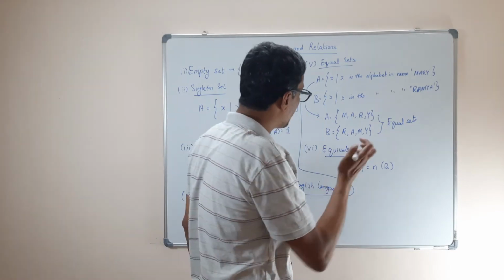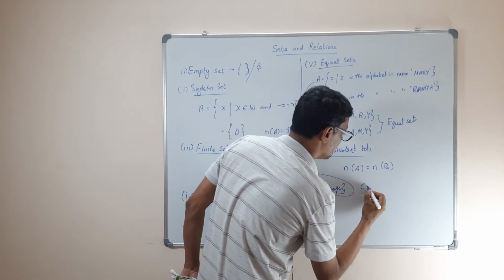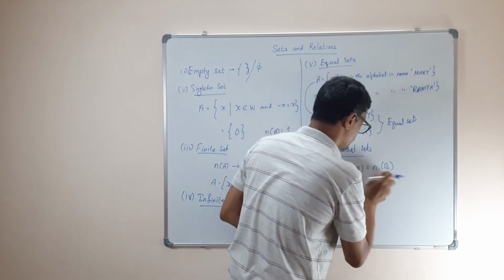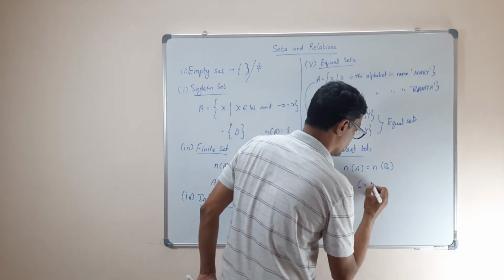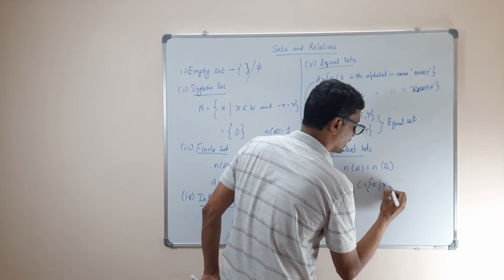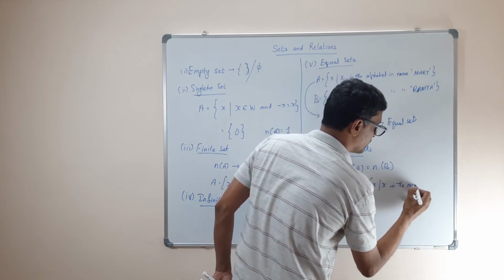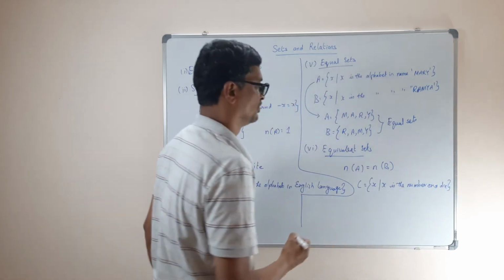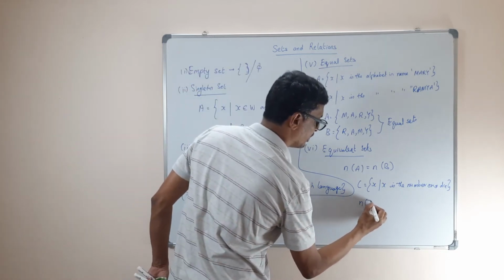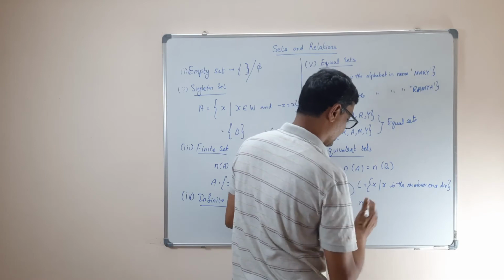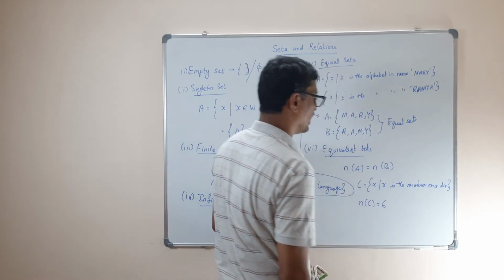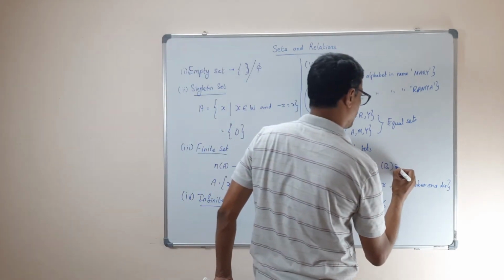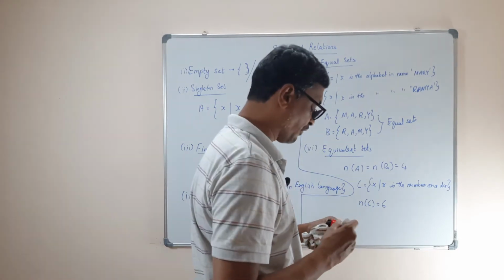Now you say another one. Now I call C is x such that x is the numbers on a die. What will be n of C? 6. n of C is 6, correct? So, are C and A equivalent? No, because n of A is 4 and this is 6. So we have defined equivalent sets.